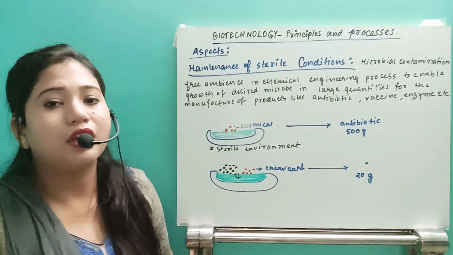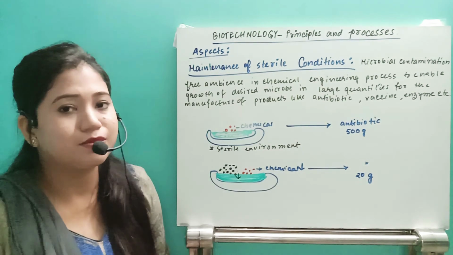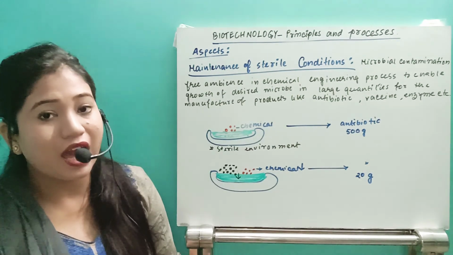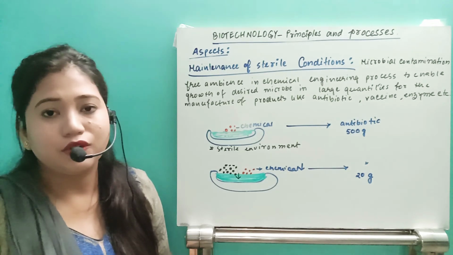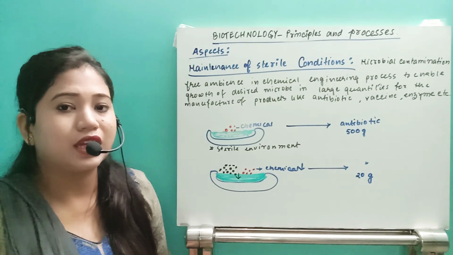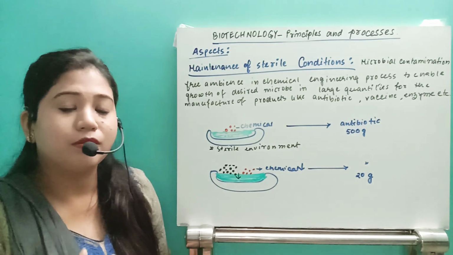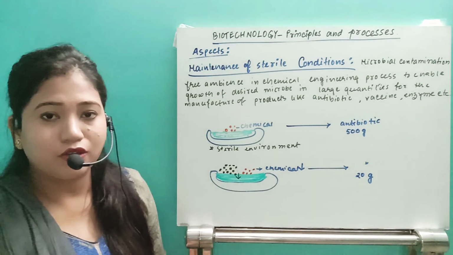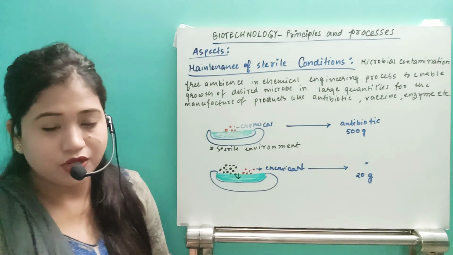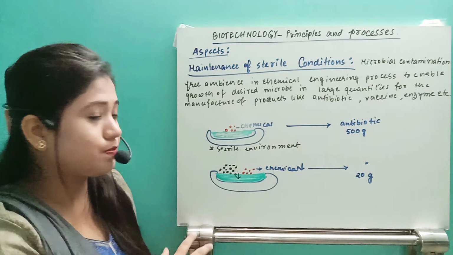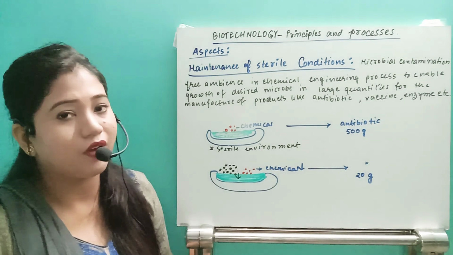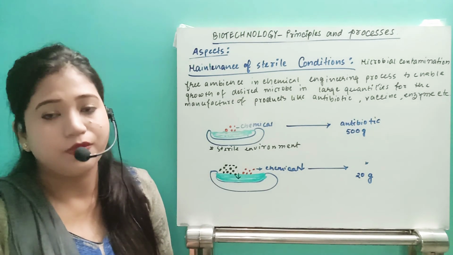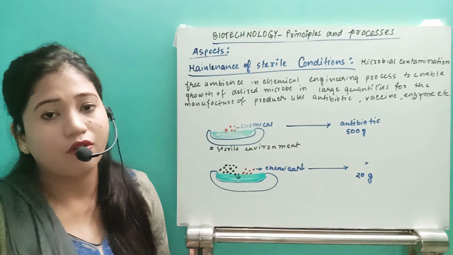So this is about the introduction. We need to know what is biotechnology, then classical biotechnology and modern biotechnology. The European Federation of Biotechnology gave the definition of biotechnology as both the classical and the modern biotechnology together. After that, we need to know the principles of biotechnology. One is genetic engineering and the second is the maintenance of the sterile condition. So this is about the introduction of biotechnology.